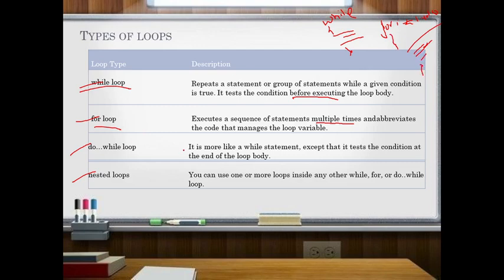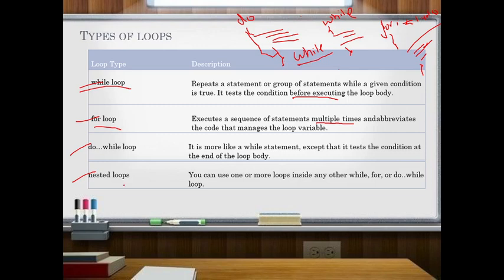And what is the do while? First it executes a set of statements once and then it tests a condition. If true, it repeats, otherwise it exits. That is what we have as do while. Do means first you execute this line of code and then test. If true, it repeats, otherwise it exits from the loop.